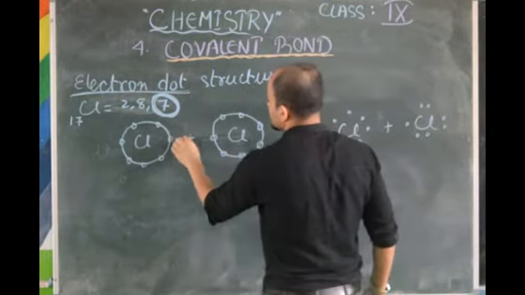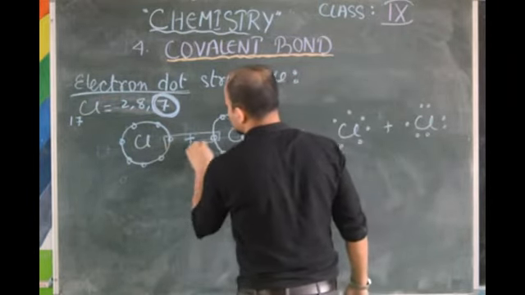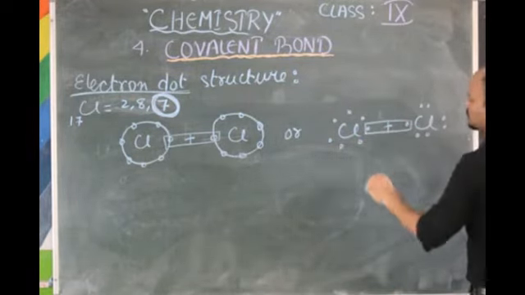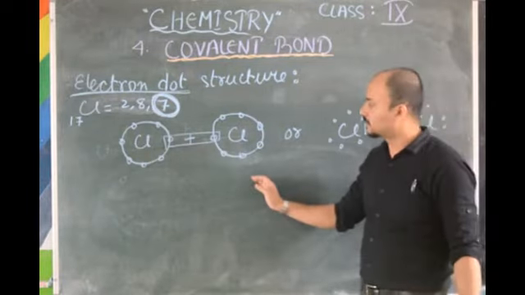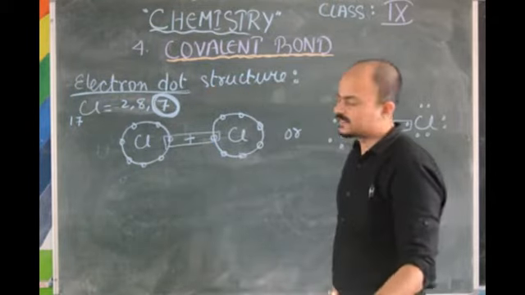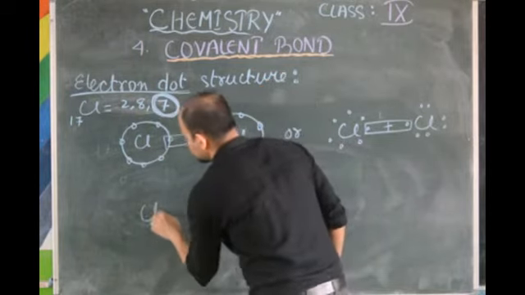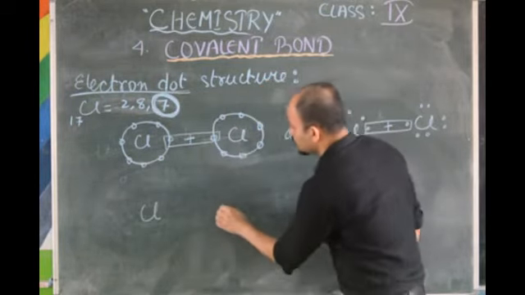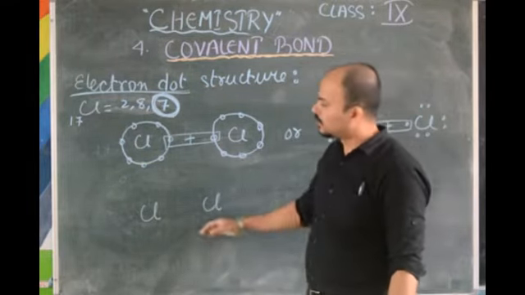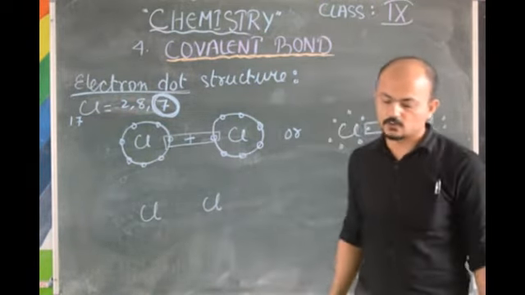Now, whenever they combine, how do they combine? These two will be shared between the two. And here, these two will be shared between the two combining atoms. Okay? Now, this can be represented as chlorine. Yes or no? You have chlorine. Now, what they have done is, they have shown you only the combining atom, that is, the outermost shell.